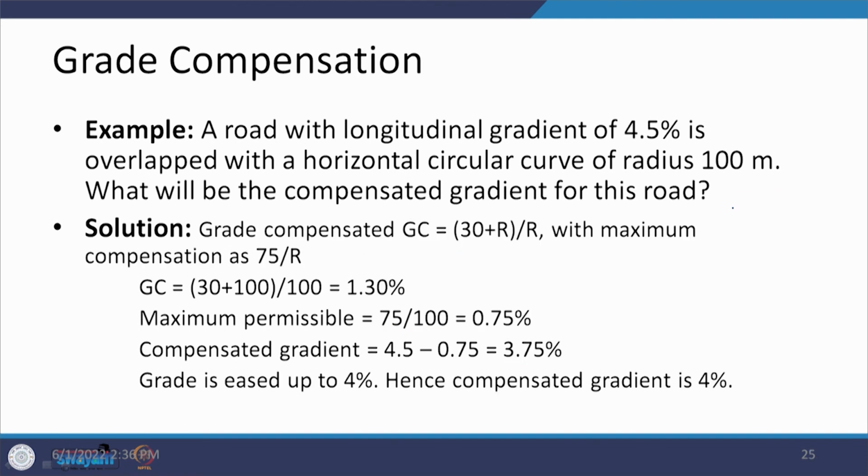Let us look at another example. In this example we have a longitudinal gradient of 4.5% and the radius of the horizontal circular curve which is overlapping here is 100 meters. We have to see what is the compensated condition. The grade compensation in this case is going to be (30 plus R) divided by R and 75 by R, as we discussed already, and this results in two values. One is 1.3% and another is the maximum permissible 0.75%. When we use this maximum permissible, what you get is 3.75%. But as I said, we are not easing the grade beyond 4%, hence what we are going to provide is 4%.